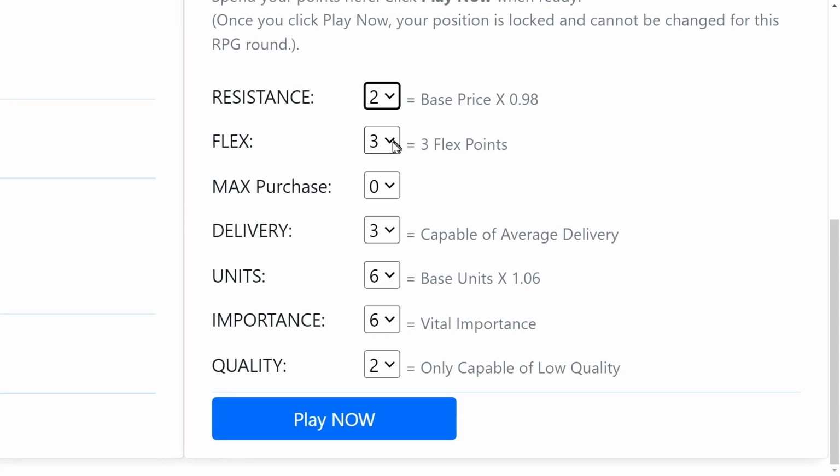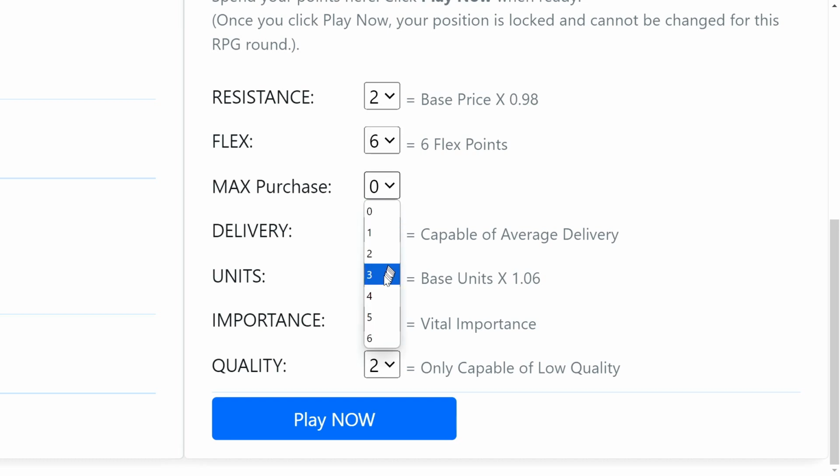Let's go ahead and look at flex. What is flex? Well, if I choose 4, I get 4. If I choose 6, I get 6. Flex points is flexibility. It's a way to increase your flexibility in your negotiation. Remember, we said when you negotiate, the more flexibility you have, the better. But you don't always have a lot of flexibility, and it's not for free. So you need to spend some points here.